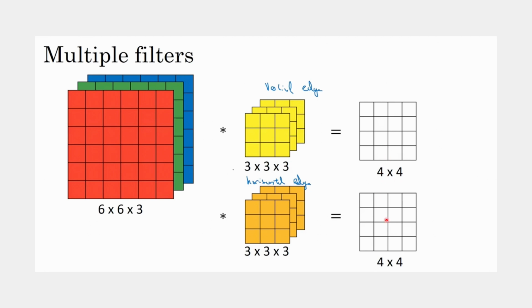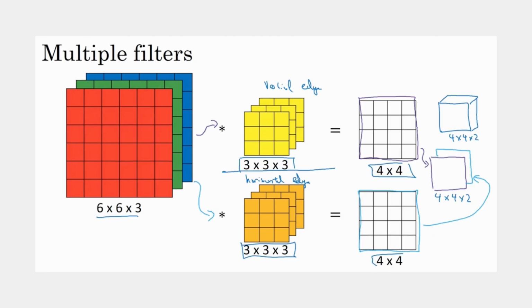That results in two 4 into 4 images, and we can then combine these 4 into 4 images, so these will be two channels. This 4 into 4 into 2 will be the final output with two filters applied. That's how we form this 4 into 4 by 2 cuboid. And the filter also has the same depth, so it is k into k into 3.